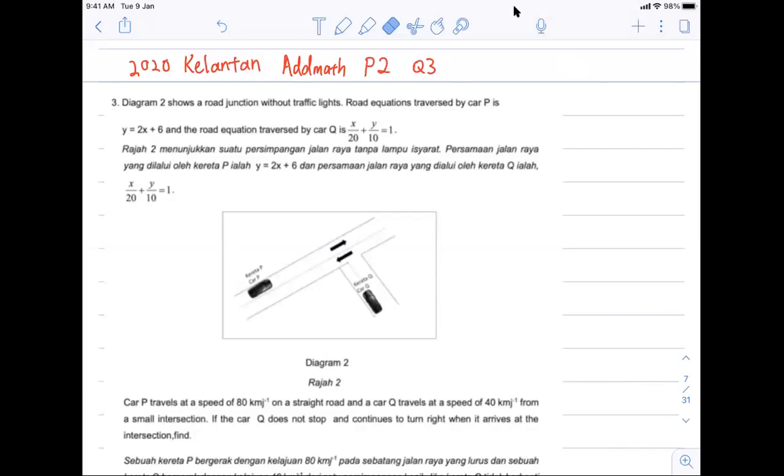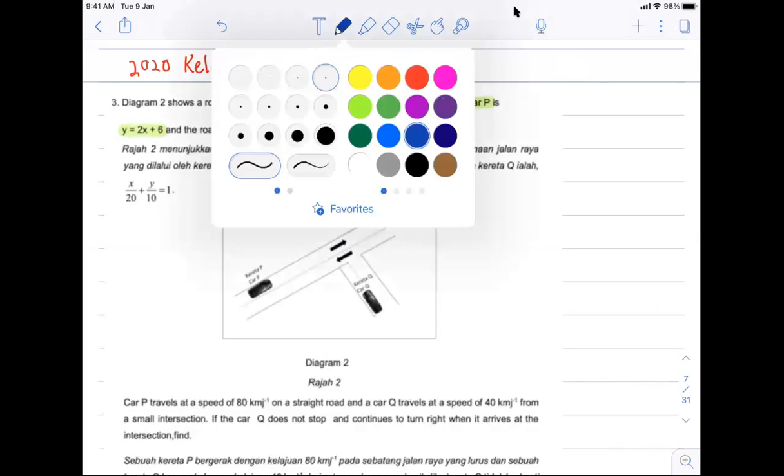In this video, I will explain 2020 Kelantan AddMath paper 2 question 3. So first we identify the important information in the question, which is car P moves in the line equation of y equal to 2x plus 6, and car Q moves in x over 20 plus y over 10 equal 1. We can show this in a diagram.